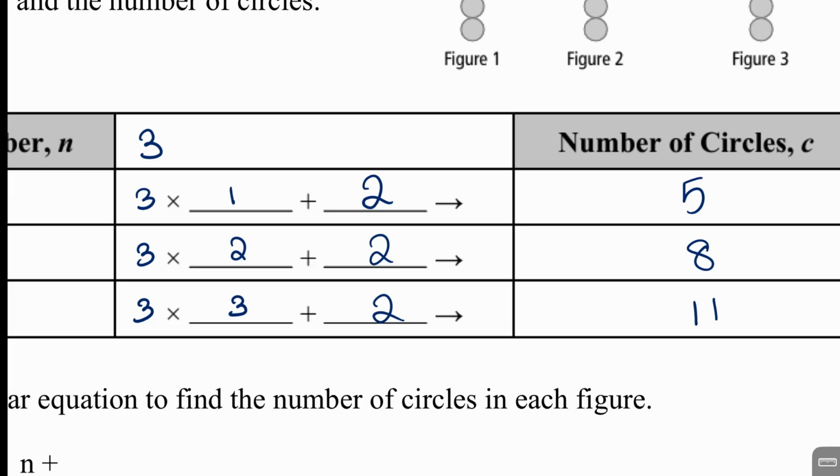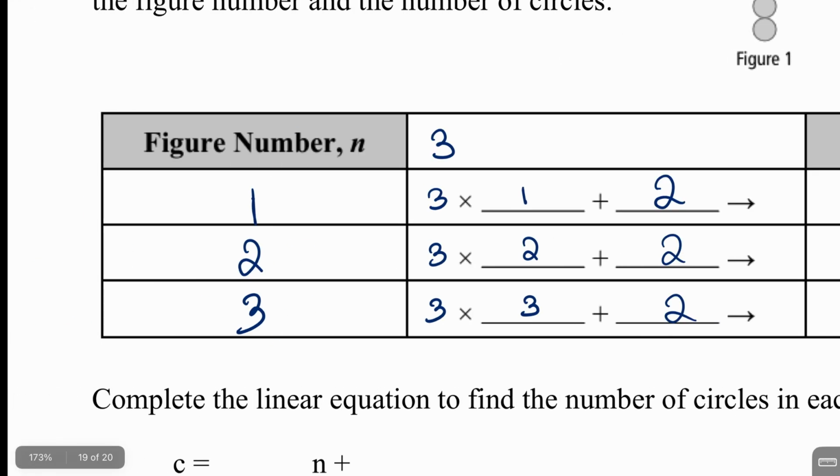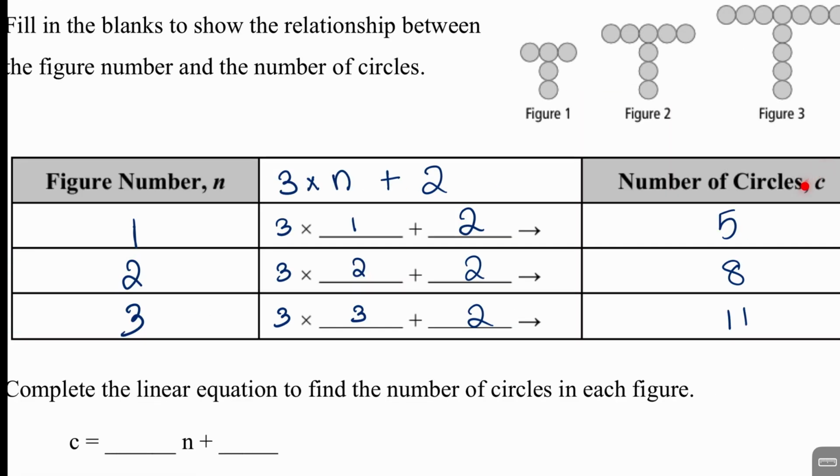And what are these 1, 2, 3? They are the figure numbers, which are represented by the letter n. So 3 times n plus, and you can see the 2 is repeating throughout, so I'm just writing that 2. This represents the general relation in this pattern. So the right hand side is C equals 3n plus 2.